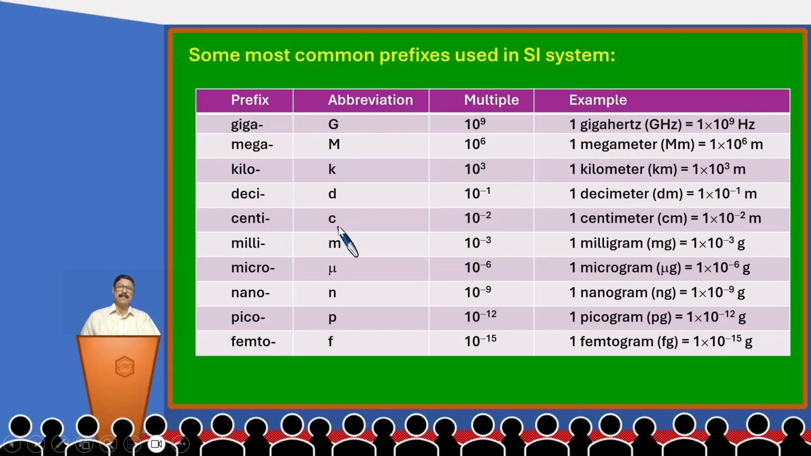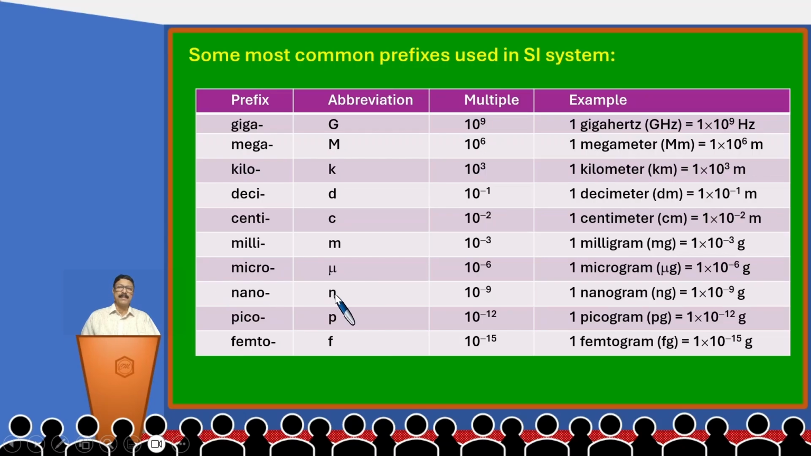Then centi, lowercase letter c, 10^-2. 1 centimeter is equal to 1 × 10^-2 meter. Then comes milli, lowercase letter m, 10^-3. 1 milligram is equal to 1 × 10^-3 gram. Micro, abbreviation mu, multiplies 10^-6. 1 microgram, μg, is 1 × 10^-6 gram.